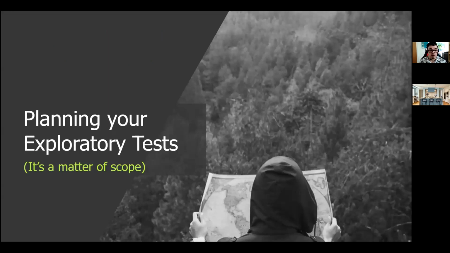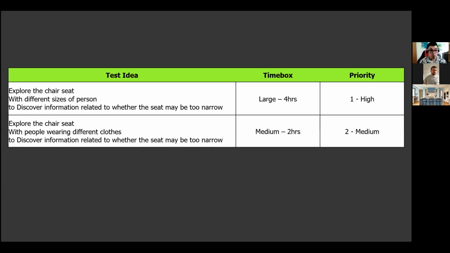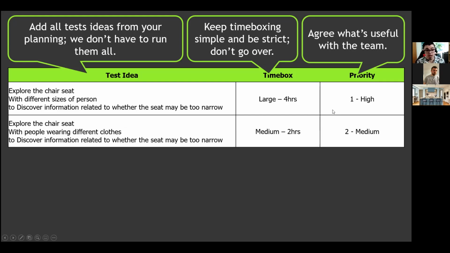I talked about planning exploratory tests and scoping them out. There are different ways that we can do that. And one way that I've seen done, because this is a question that comes up a lot, is simply by having your test ideas, time boxing them and prioritizing them.